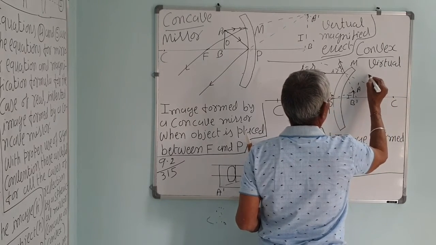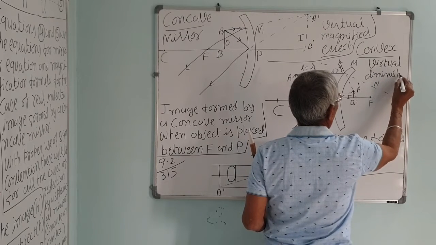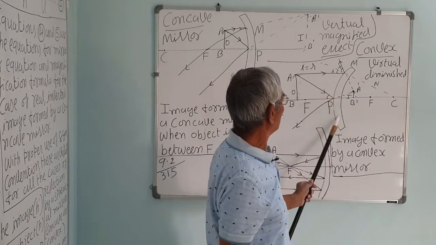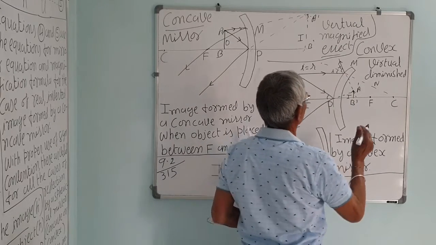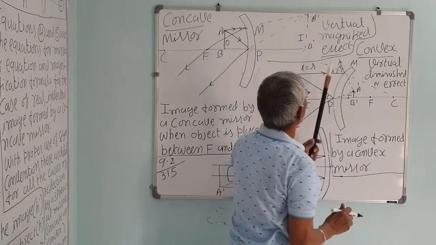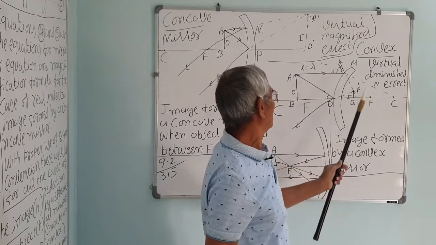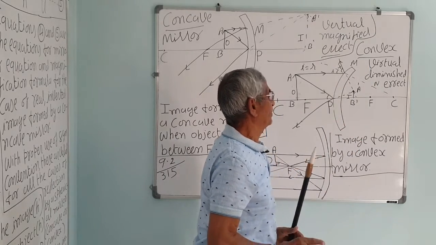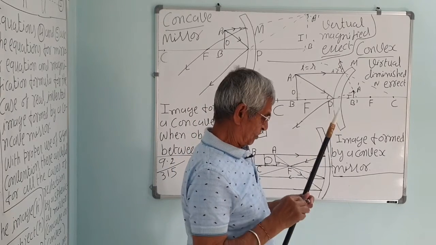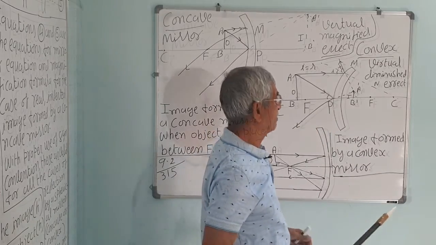Virtual, diminished. Here it is magnified in the case of concave mirror. Here in the case of convex it is diminished, smaller in size and erect. So both are erect and virtual. But this is magnified, whereas this is diminished, and that is why it is used in vehicles as a side mirror to view, because it has a very wide field of view. It covers a large number of images of vehicles coming from behind.